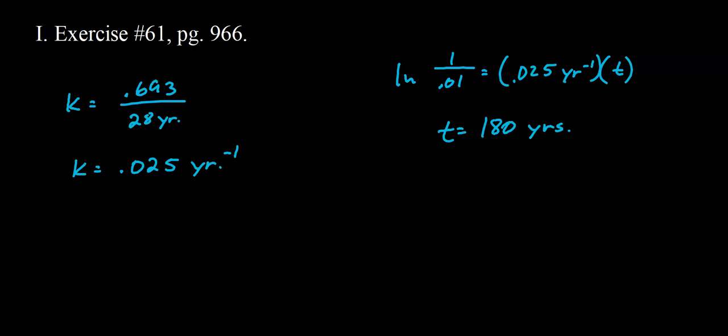So once again, instead of using percentages, I just use decimals. So 1 over 0.01. So 0.01, that is 1% as a decimal. I think that should probably be 0.010, depending on your sig figs there. And so we're solving for t once again, and so the time it would take for 99% of that substance to decay, where you'd be left with 1% of the original radioactive substance, would be 180 years.